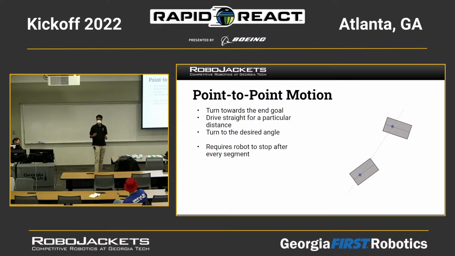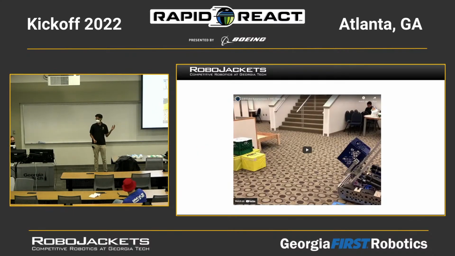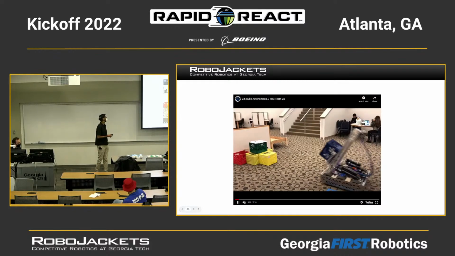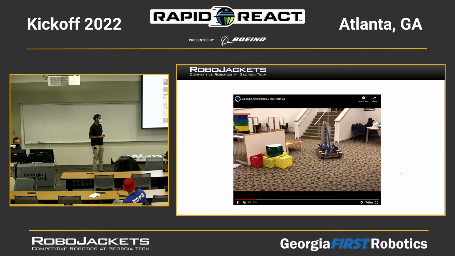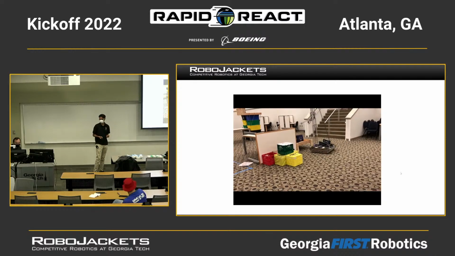But it has one key drawback, which is the robot has to speed up, go at its max speed, slow down, and stop in every single segment. And with only 15 seconds in your autonomous period, you're going to waste a lot of time speeding up, slowing down, stopping, speeding up, slowing down, and stopping. This is what that looks like in FRC. This is a 2-cube point-to-point motion-based autonomous.